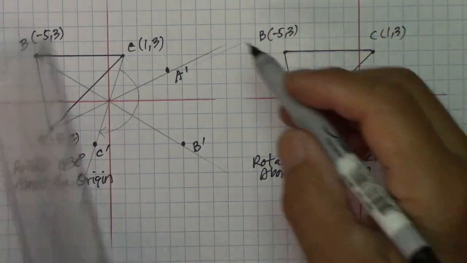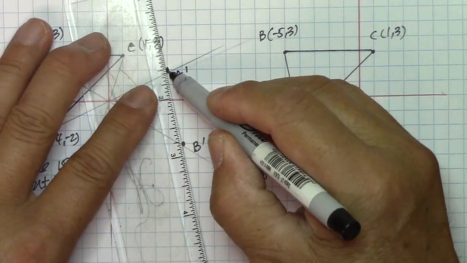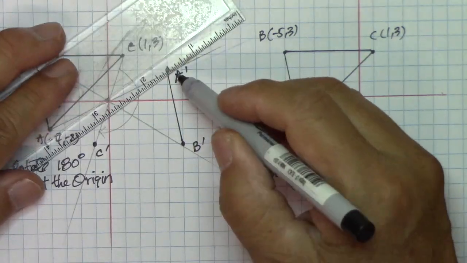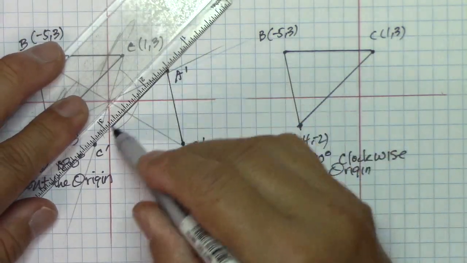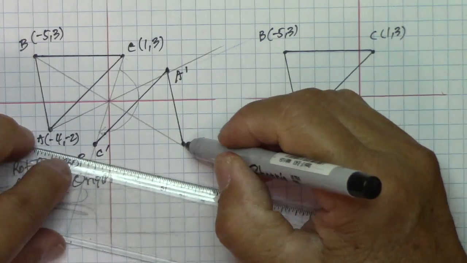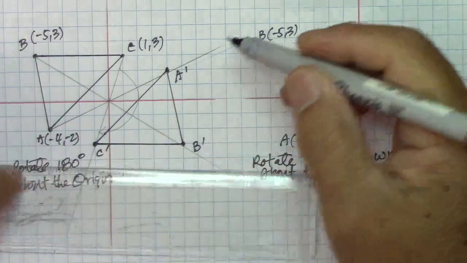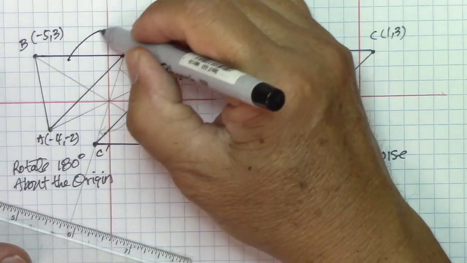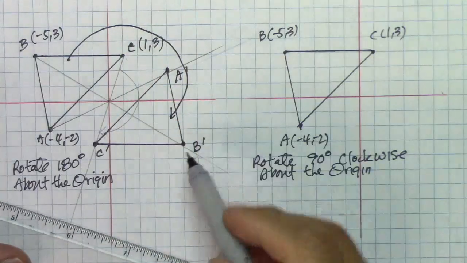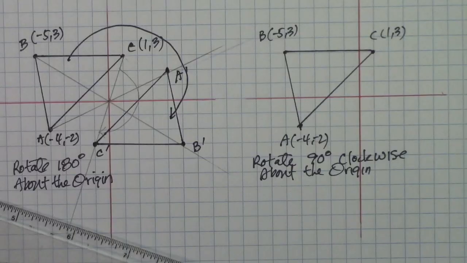And then when you connect all three vertices, A prime, B prime, C prime, what you have is a triangle that is exactly the same shape and same size, but now it has rotated to the opposite side at 180 degrees.